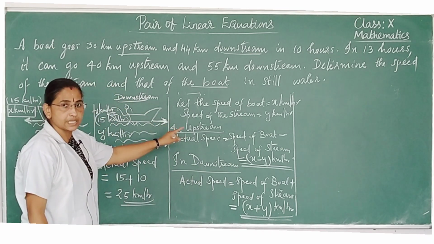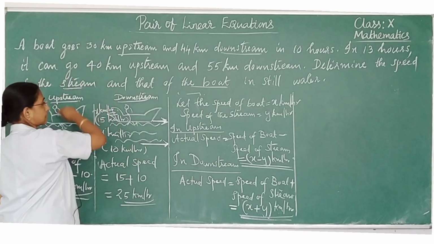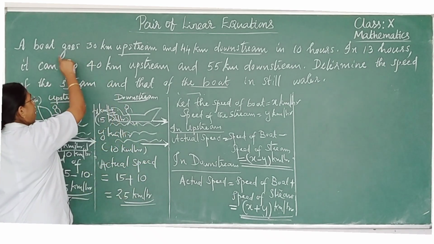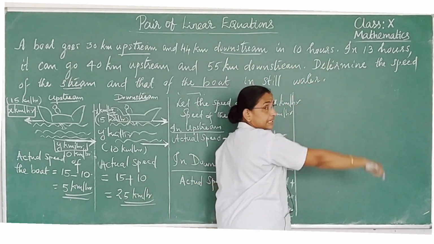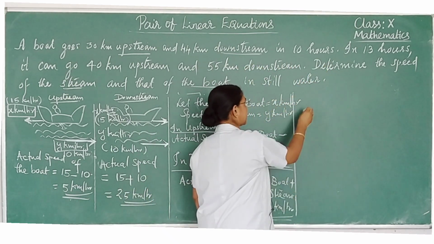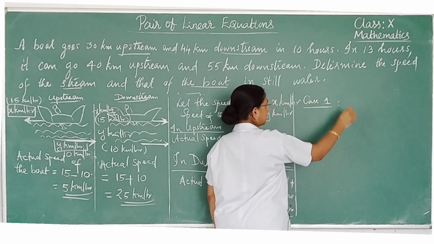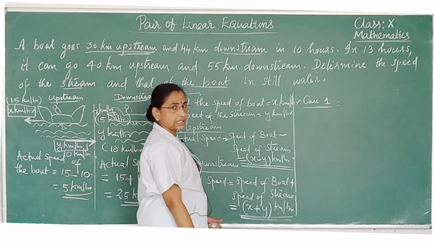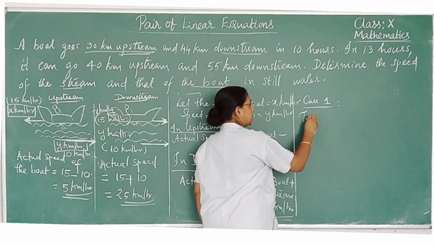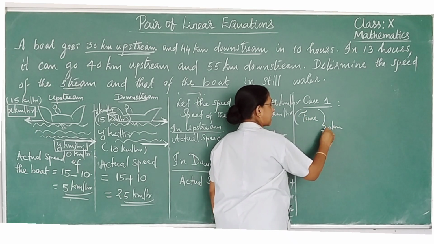This much only we discussed about the upstream and the downstream direction. Now we are going to discuss the question. A boat goes 30 km upstream and 44 km downstream in 10 hours. What do you mean by that? Two cases are given. Case 1: the boat goes 30 km upstream. 30 km upstream means the time for the boat to move 30 km upstream.